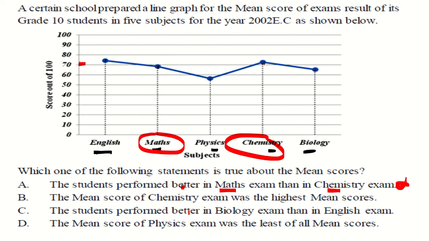C, the students performed better in biology exam than English. The biology is here and the English result is here. Obviously, as you see, the English is better, not the biology. The last one, the mean score of physics exam was the least, it says. Yeah, obviously, this is the lowest point. So the answer will be D.